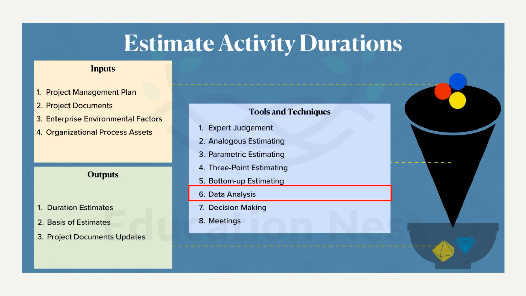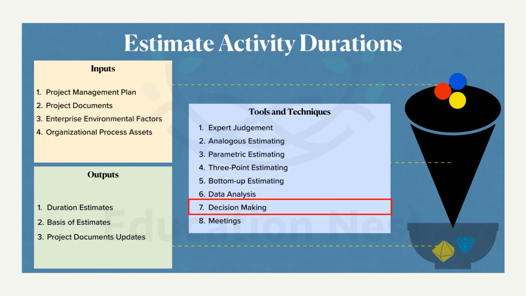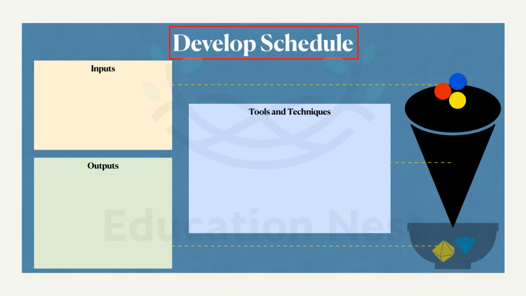Reserve analysis. Reserve analysis can also be one of the data analysis techniques. Reserve analysis is nothing but the schedule reserve. In case of uncertainty, we reserve some time, right? So that analysis is also important. And of course, decision making, we know we have many tools for decision making we learned in the previous classes. And then of course, meetings can be used as tools and techniques for this process. Moving on, developing schedule.